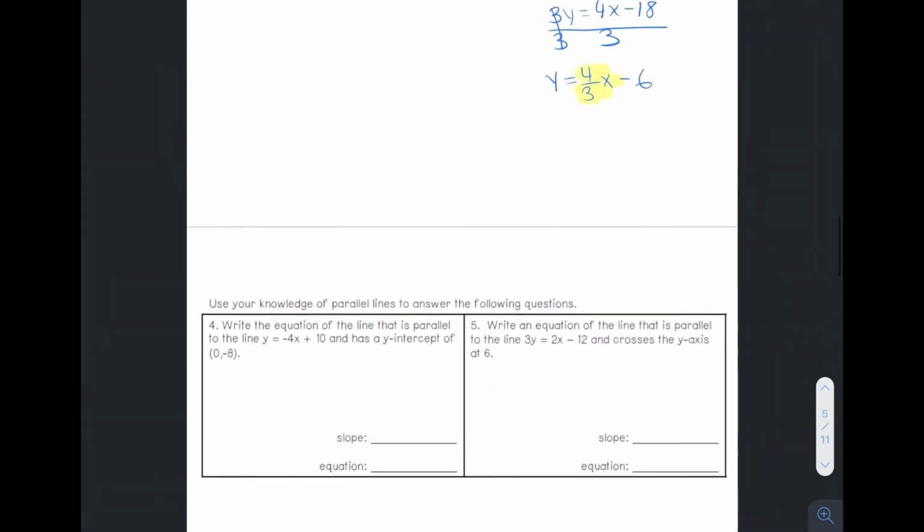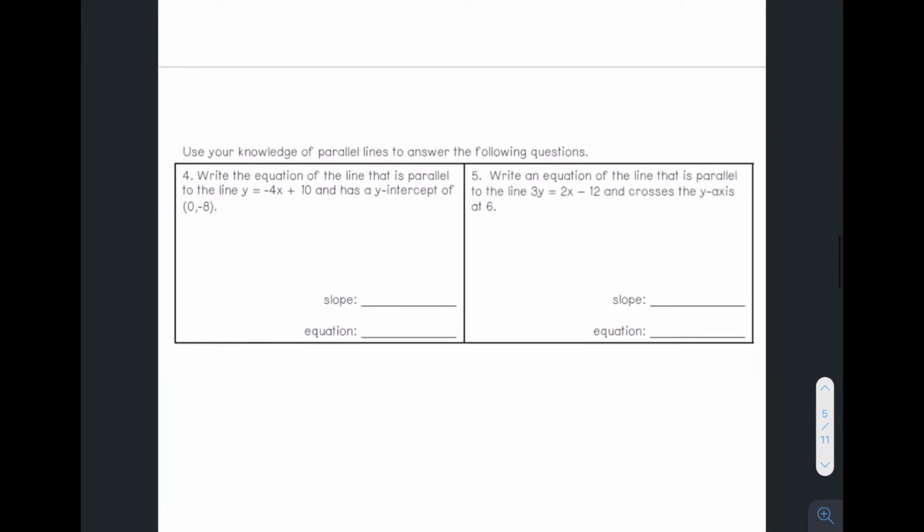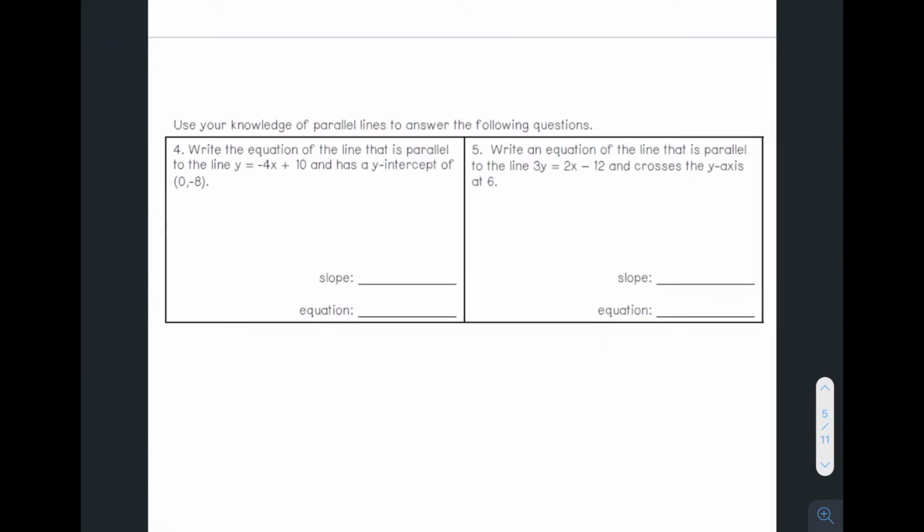Okay, so moving on to the next slide. It says, use your knowledge of parallel lines to answer the following questions.